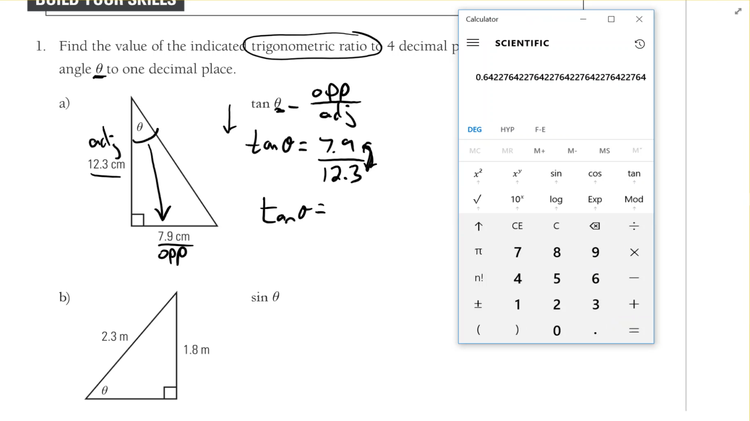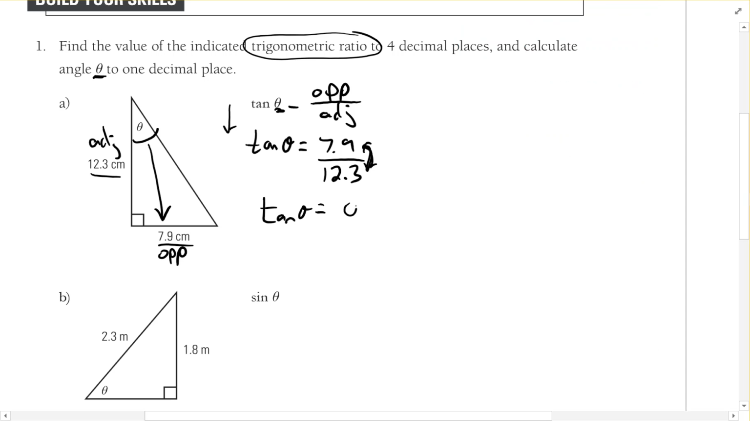0.642, and then round that to 3. So 0.6423. Okay, and that'd be the first one there. So that's the ratio to 4 decimal places. And then it says, and calculate the angle theta to 1 decimal place. So we figured out that part.